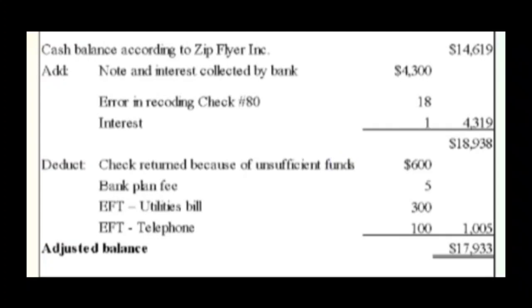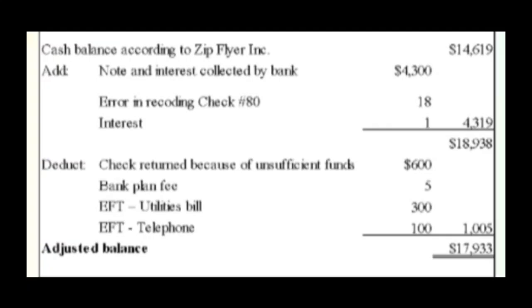Then check remitted because of insufficient funds. Suppose a customer has made a payment to you. You have added that payment and transferred those checks into the bank. When those checks were presented to the bank, the bank returned them dishonored because there was no sufficient fund in the customer's account. So as you have added those checks before, now you have to deduct it from your books.